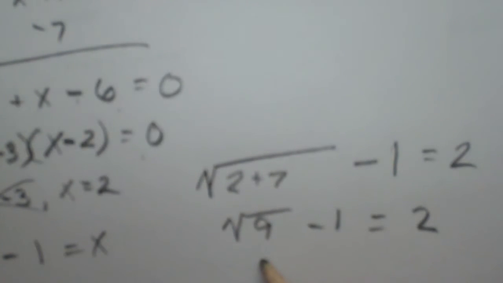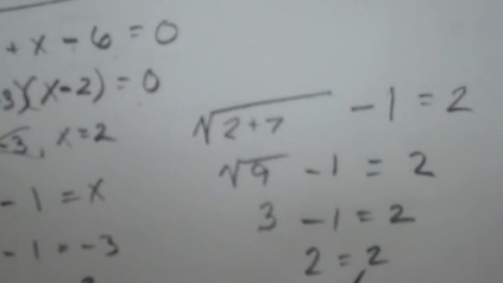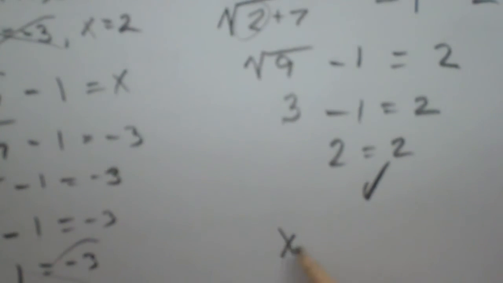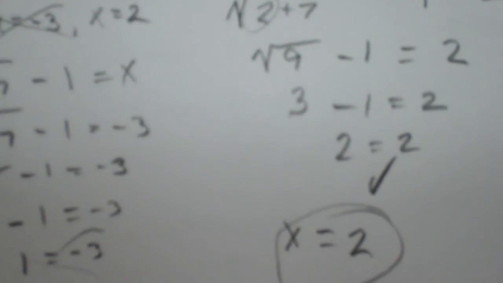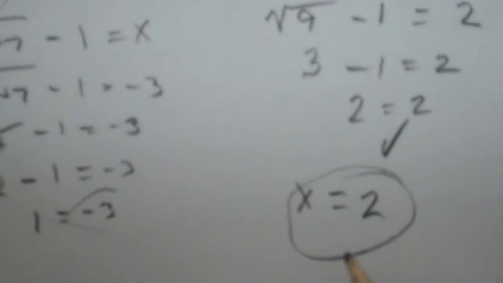The square root of 9 is 3, so this is 3 minus 1 is hopefully equal to 2. 3 minus 1 is 2, which is equal to 2. That one does check, and so we have found a solution in x equals 2. That is the best and most simplified solution for this problem.